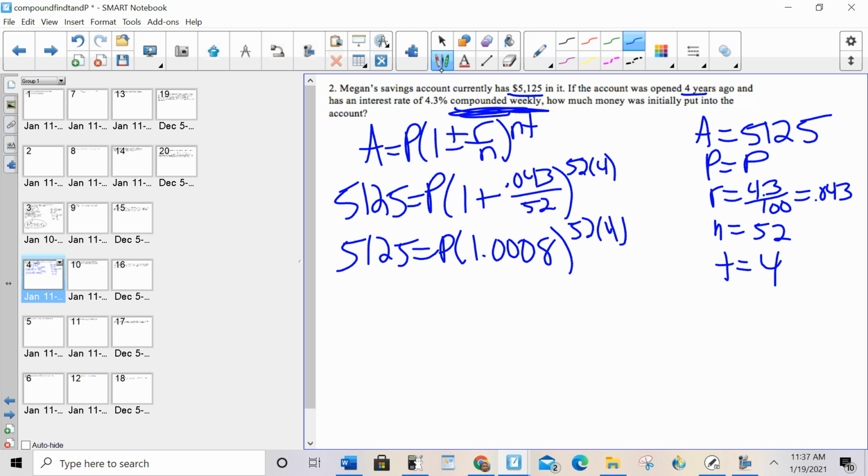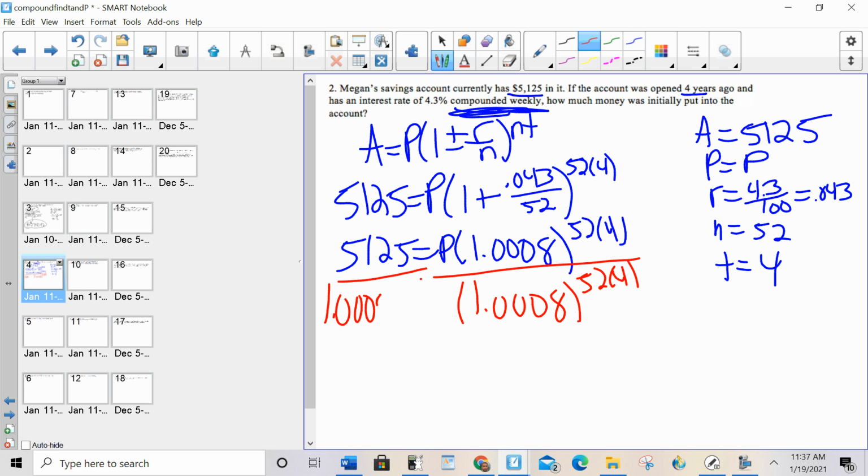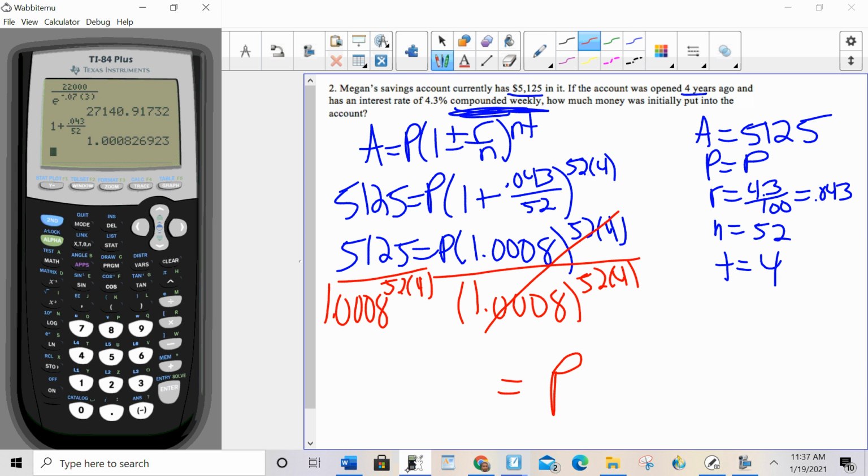And now to get P by itself, I'm just going to divide away that 1.008 to the 52 times 4 power. That's just another reason I like to type that in first, because this is ugly enough as it is. It's going to be even weirder to divide by this giant thing. So I just find this a little bit more organized. You can disagree with me. You don't have to do that step, but I find it better.